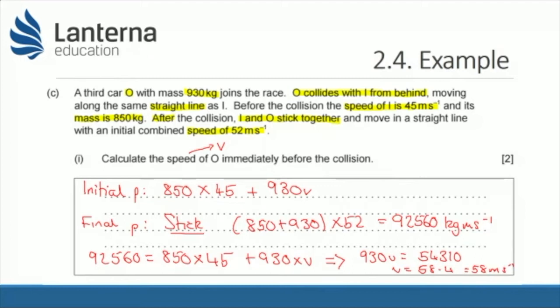Okay, so in terms of where the 2 marks are, you would likely get 1 mark for correctly setting up your 2 momentum equations and putting them equal to each other, and you would get 1 mark for getting the correct final answer. Okay, now let's continue on to the next question.